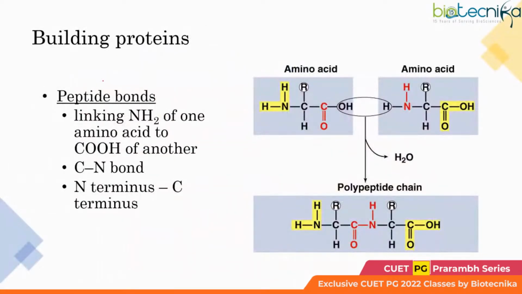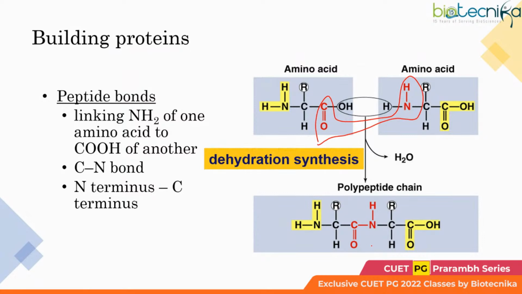Okay. Now, how do you build proteins? We build proteins by peptide bonds. So you have one amino acid, and you have another amino acid. Now the OH of one carboxylic group joins with the H of another amino group. So OH and H come out as a water molecule. And then what will join together? CO and NH will join together. So this is what leads to the formation of the peptide bond.